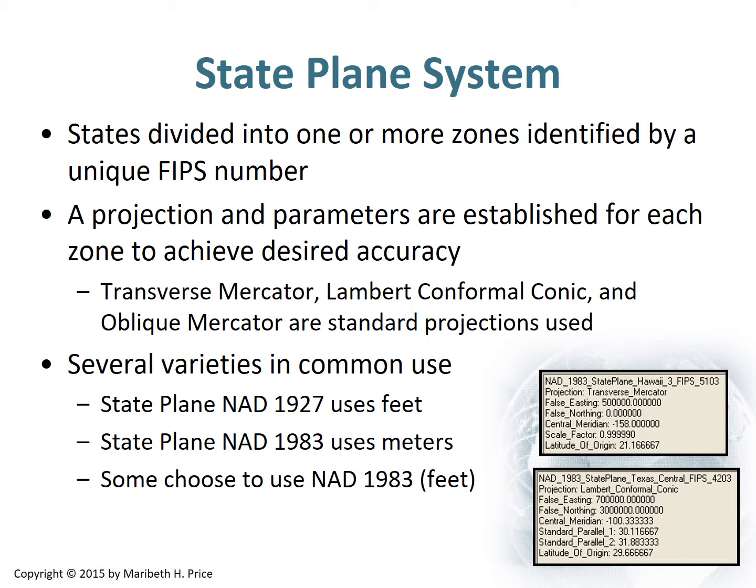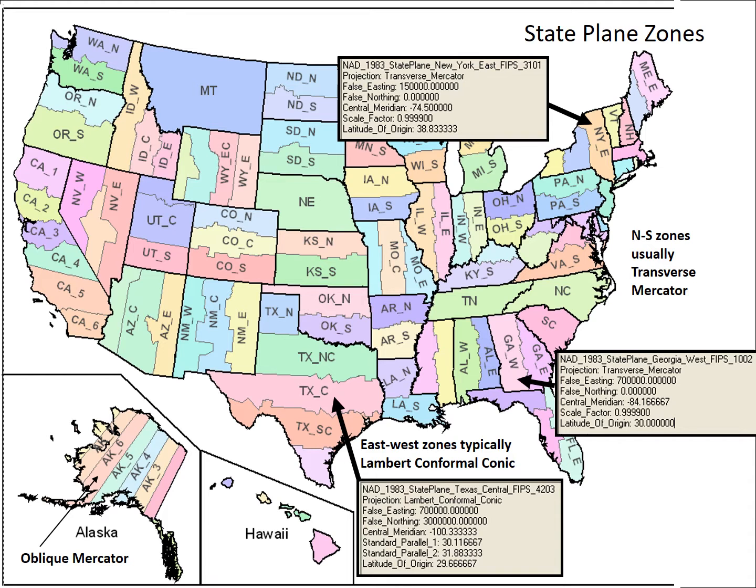State plane systems are based on areas with unique identifiers, something like a FIPS number, and the state itself decides what the ideal projection parameters are for those locations. And there's a ton of them out there, all different kinds of stuff. Here's a map of them.